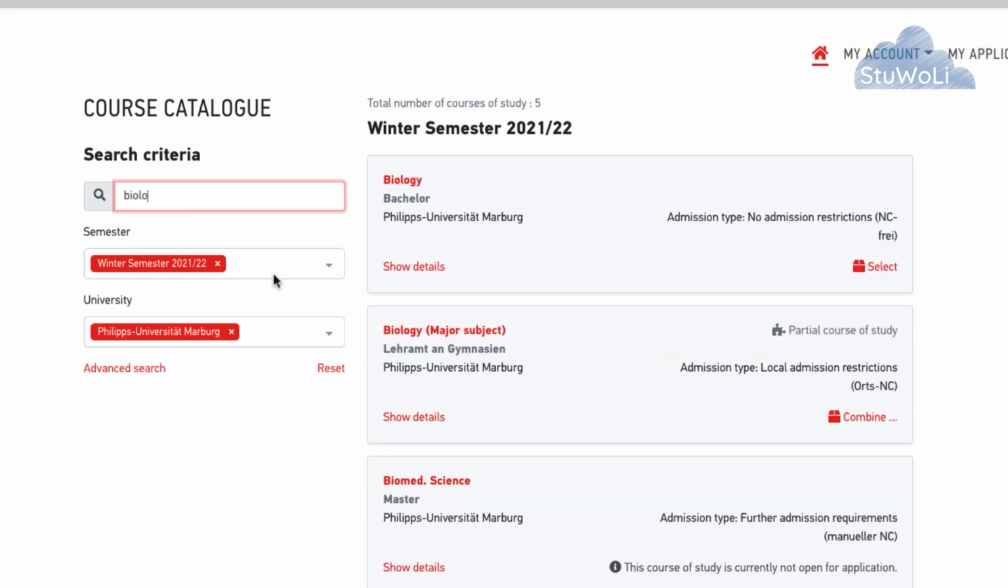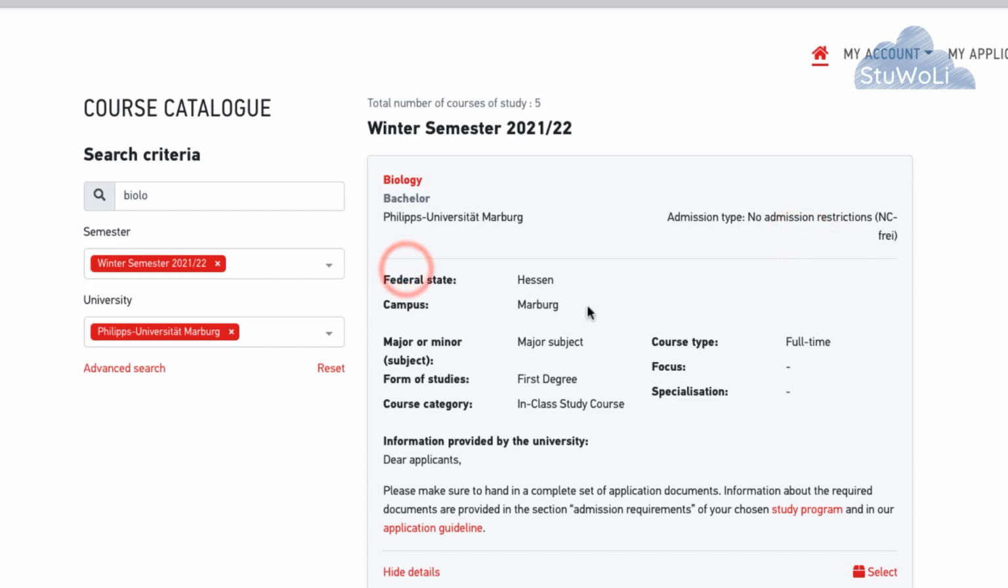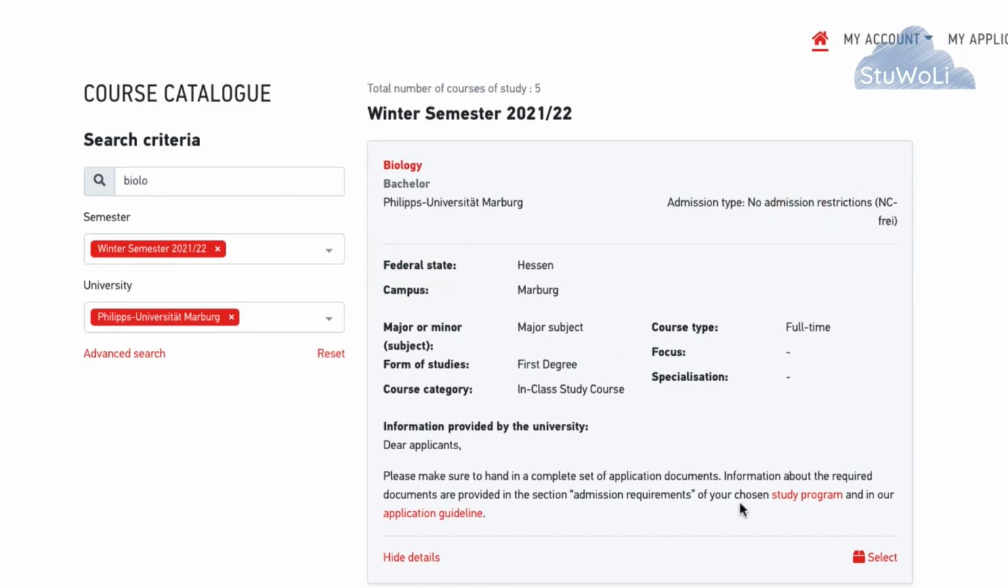So let's say Biology Bachelor's, Philipps-Universität Marburg, no admission restriction, NC-frei. That's it. I love this. It's bulletproof. You get admitted and you get invited for the M-Kurs entry test of Studienkolleg Mittelhessen with that. Please make sure to hand in a complete set of application documents. Yes, we have talked about that.